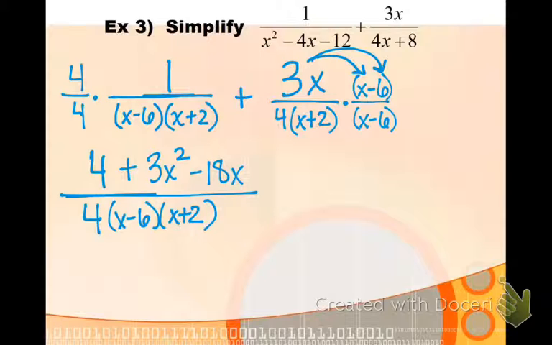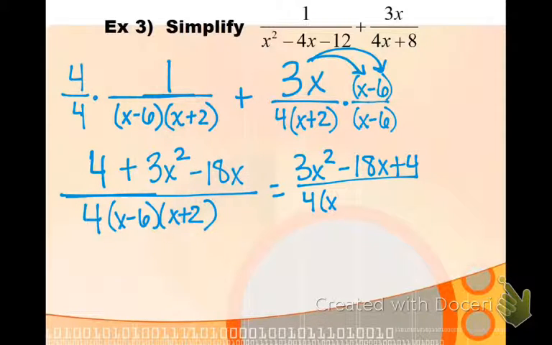All right, next thing we need to do is kind of clean this up a little bit. What do you think I could do to clean up this numerator? Or make it look more like we would usually see them. Put it in a standard form. 3x squared minus 18x. Good. 3x squared minus 18x plus 4. Will any of those things combine? No. Nope, none of them are like terms. Our denominator is still its common denominator.